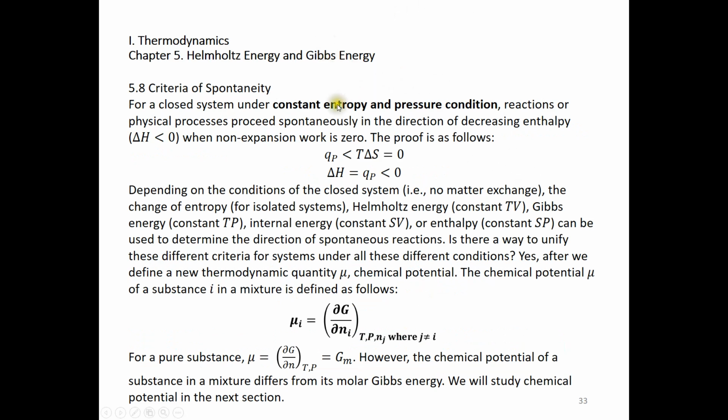For a closed system under constant entropy and pressure condition, we can easily prove this. Q sub P is less than T delta S. Again, delta S is 0, so Q sub P is less than 0. Delta H is equal to Q sub P if there's no non-expansion work, and then delta H has to be less than 0. So really, depending on the conditions of the closed system, we have different criteria for the spontaneity.